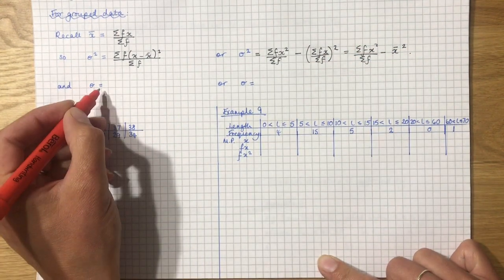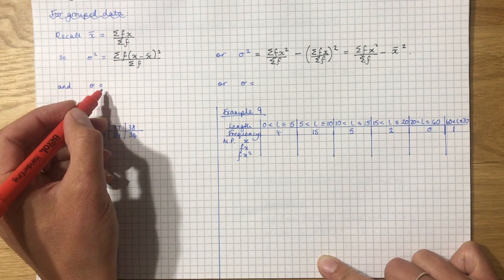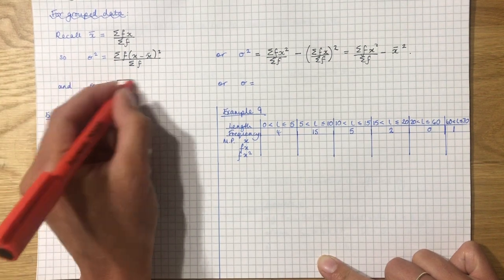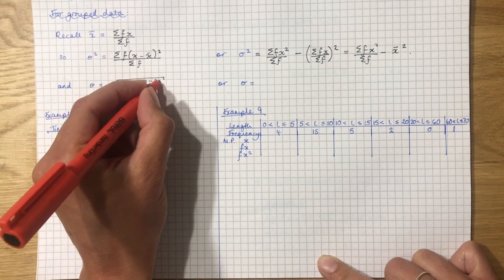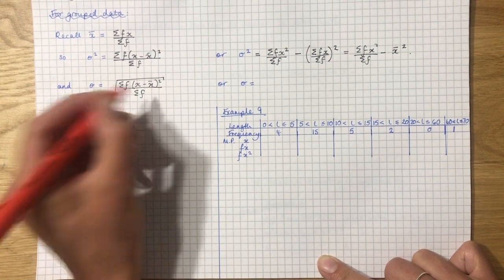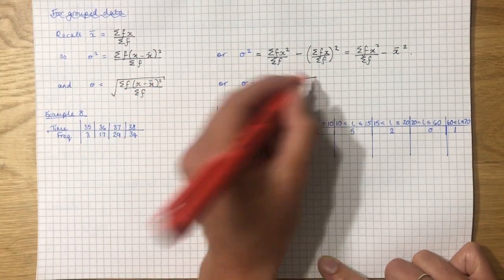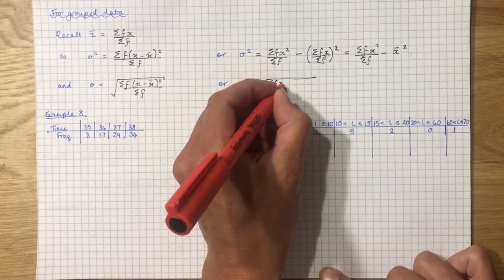And then, of course, with standard deviation, it's still the same as before. It's the square root of the variance. So we write the square root of the above, and here the square root of the above.